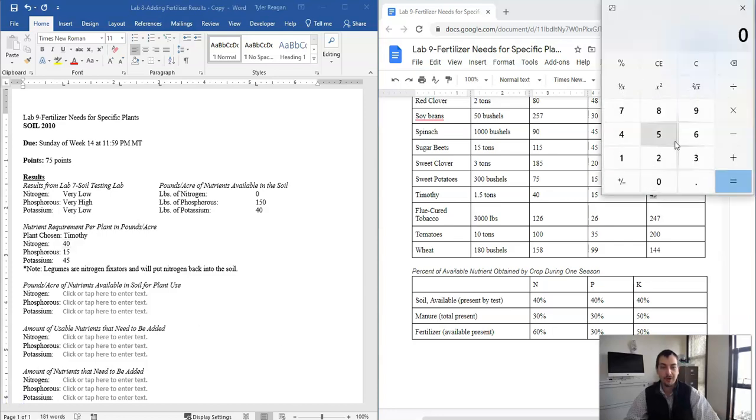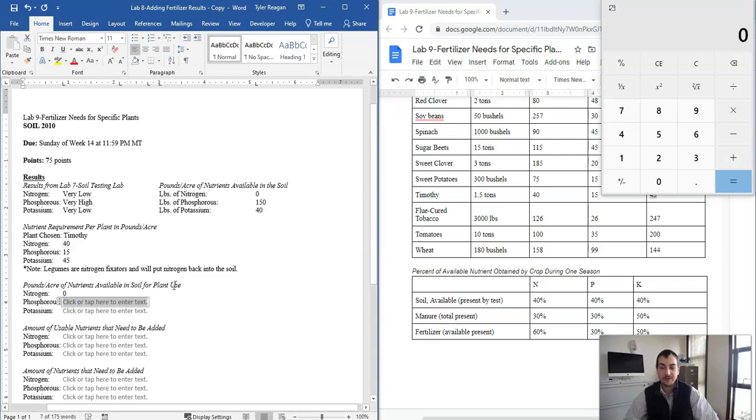So we went ahead and put up our calculator here, and what we need to figure out next is the pounds per acre of nutrients available in the soil for plant use. So we said that we have 0 pounds of nitrogen in the soil, and only 40% of it is available for the plant to actually use. These nutrients are available, but the plant is only going to use 40% of it. So how do we calculate that? We're going to take 0 amount of nitrogen in our soil times 0.4. Well, obviously that's going to give us 0. So we have 0 pounds per acre of nitrogen available in the soil for plant use.